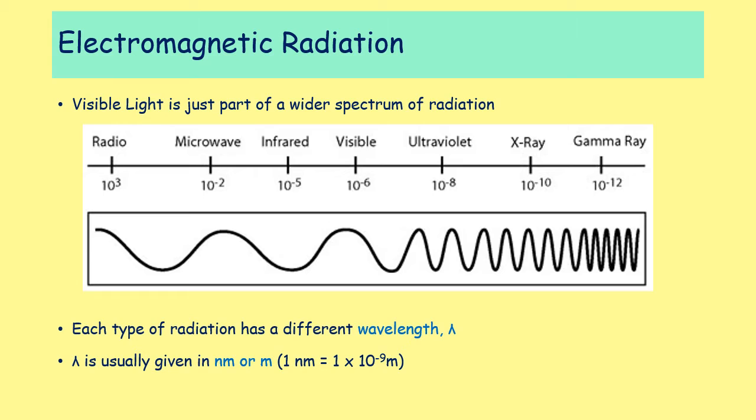Now, when we're talking about wavelength in chemistry, the main types of radiation that we're thinking about are infrared, visible, and ultraviolet. And when we're dealing with those three types of radiation, we usually give our wavelength in nanometers, sometimes in meters, but it's more common to give it in nanometers. And 1 nanometer is 1 times 10 to the minus 9 meters. When we're working with visible light, we're mostly thinking about 400 to 800 nanometers in length. So that would be 400 times 10 to the minus 9 to 800 times 10 to the minus 9 meters.